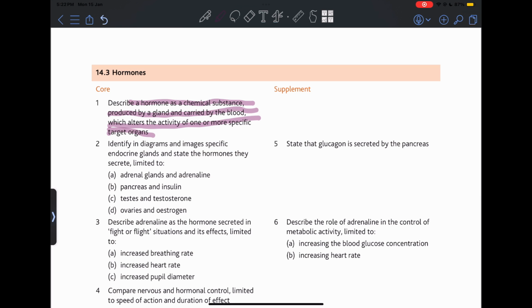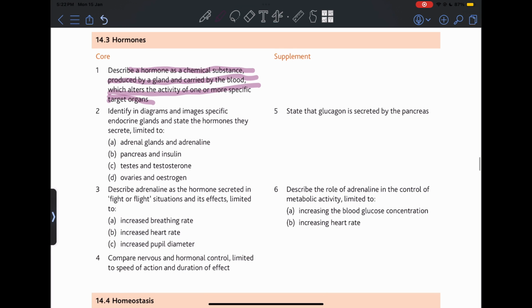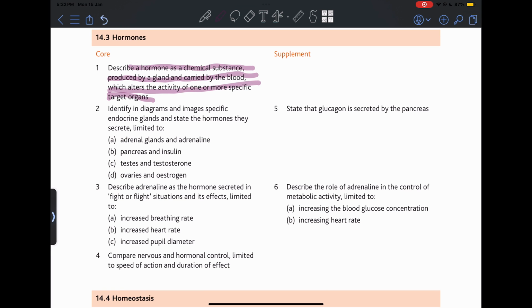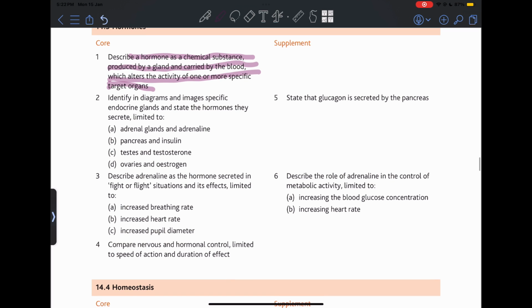And identify in diagrams and images specific endocrine glands and state the hormones they secrete, limited to adrenal glands, which produce adrenaline. Pancreas, they produce insulin. Testes, they produce testosterone. Ovaries and estrogen, so that means the ovaries produce estrogen.